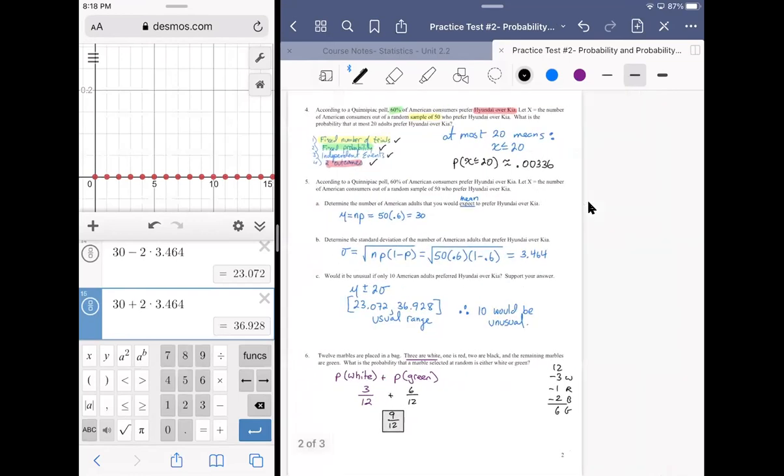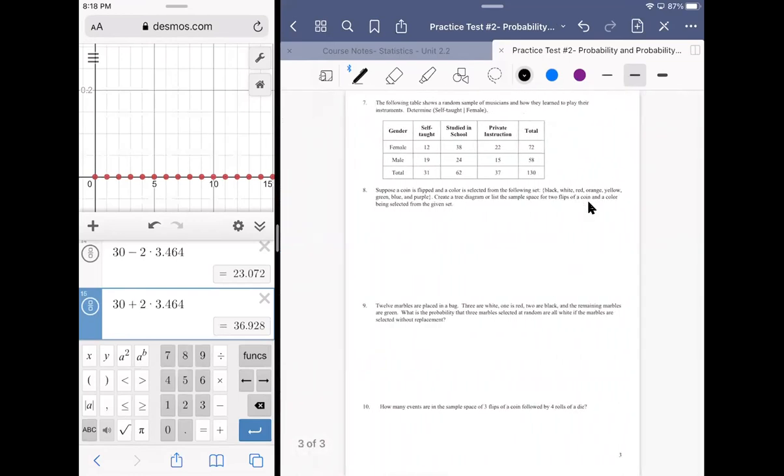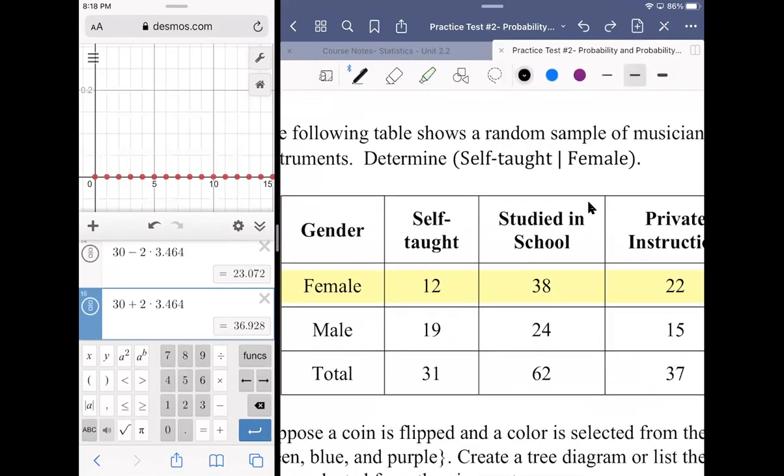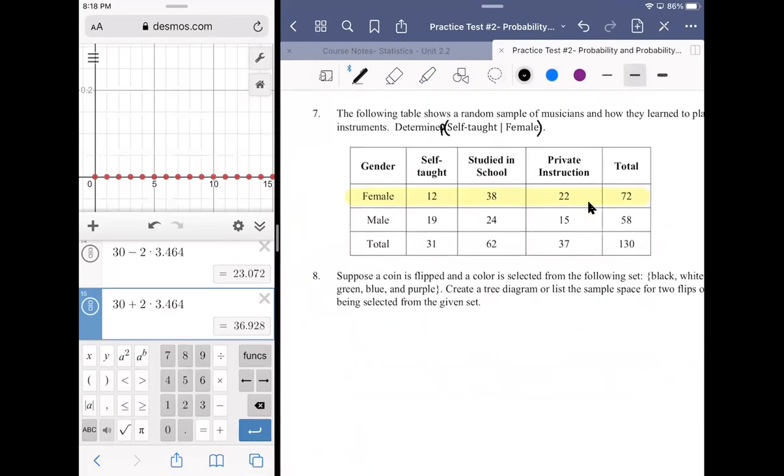Okay. So number 7, very simple. When it comes to conditional probability, the probability of getting a female is the given. So we're only focusing on the female. If I want the probability of an individual, oh, typo for somebody. There should be the letter P in front of this. Probability of self-taught given female.